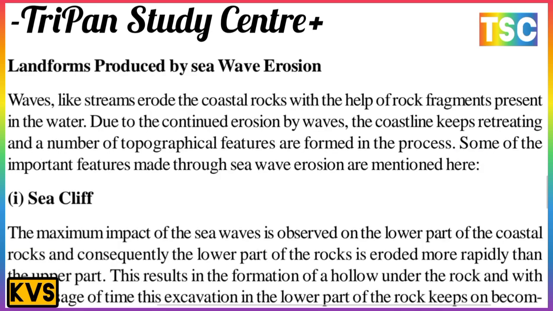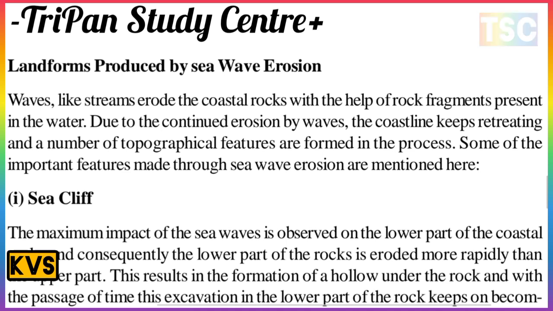The next is landforms produced by sea wave erosion. The waves, like a stream, erode the coastal rock with the help of the rock fragments present in the water. Due to the continued erosion by the waves, the coastline keeps retracting and a number of topographical features are formed in the process. Some of the important features made through sea wave erosion are mentioned here. The first is the sea cliff.